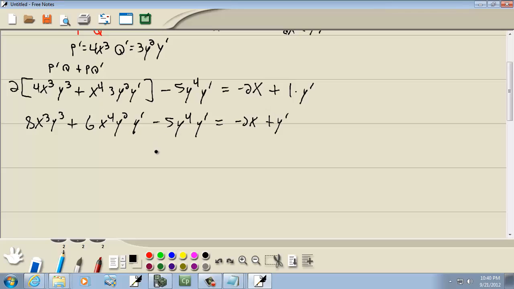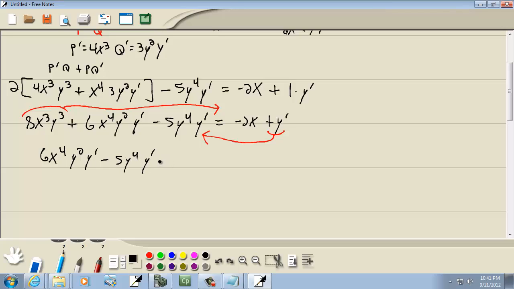Now we want to get everything with y prime on one side, everything else on the other side. So I'm going to take this y prime here to the left side, and I'll take this 8x to the third, y to the third to the right side. Anytime you take anything across your equals, your sign changes. So that gives me 6x to the fourth, y squared, y prime, minus 5y to the fourth, y prime, minus y prime equals negative 8x to the third, y to the third, minus 2x.